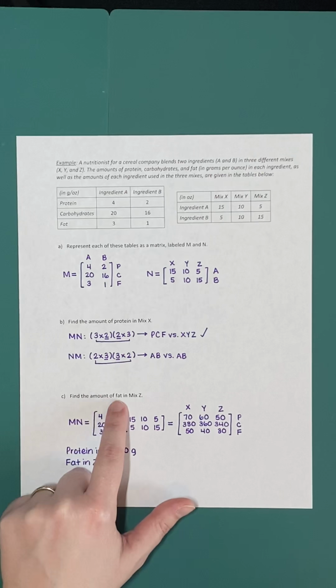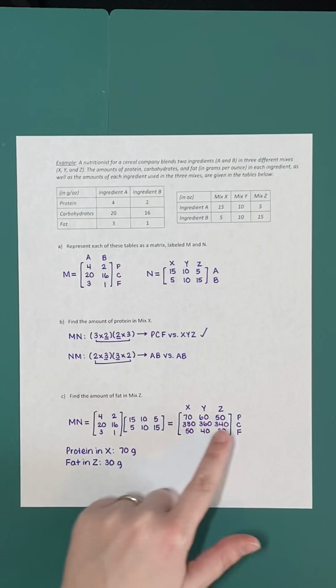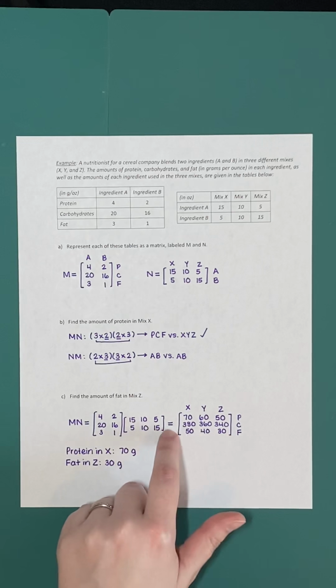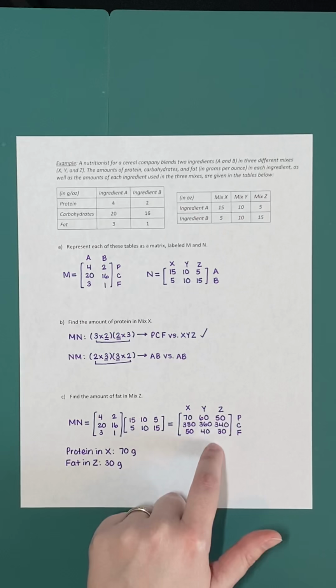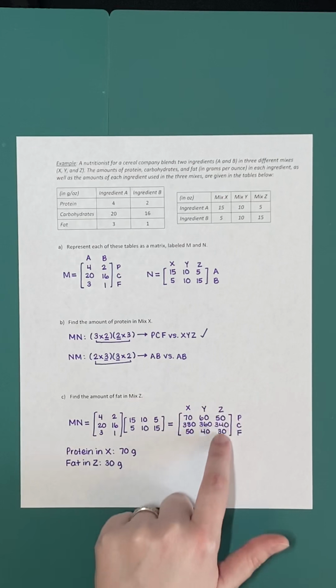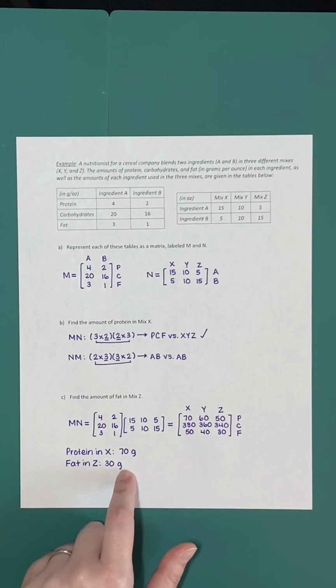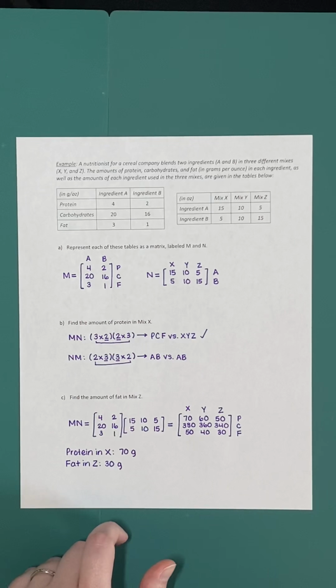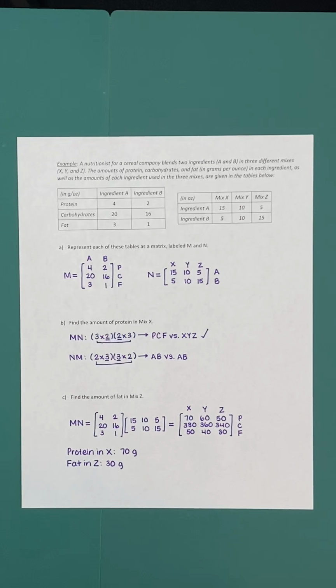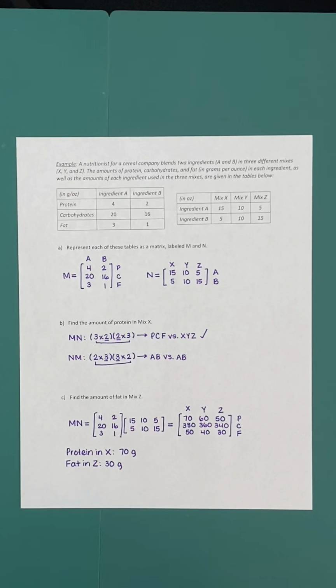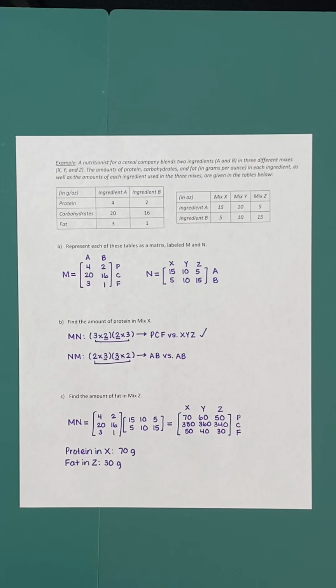Now we also want the amount of fat in mix Z. So we're looking at fat, which is the bottom row, and mix Z, which is the third column. So third row, third column, where do they intersect? They intersect at the very last element. We have 30. So that's going to be 30 grams of fat in mixture Z. So this is just one way we can use matrix multiplication. We use it when we have sort of, I guess, layers of information. We have different things that are compared to one another. If we want to compare sort of across the dimensions, matrix multiplication can sometimes accomplish this for us.